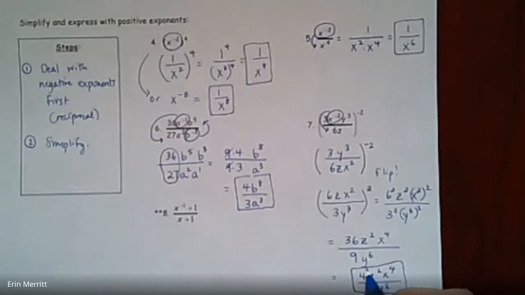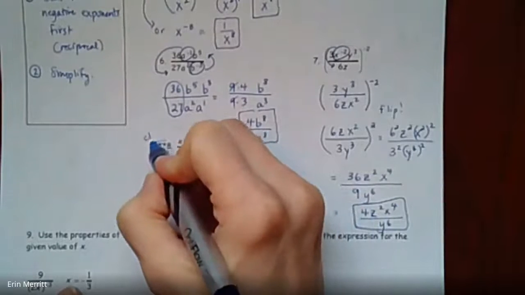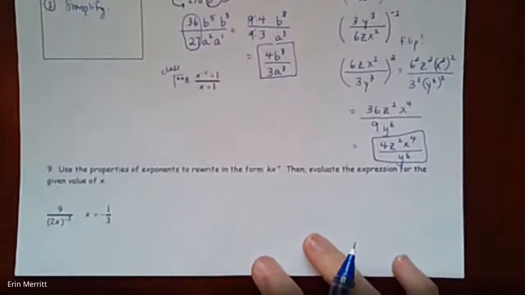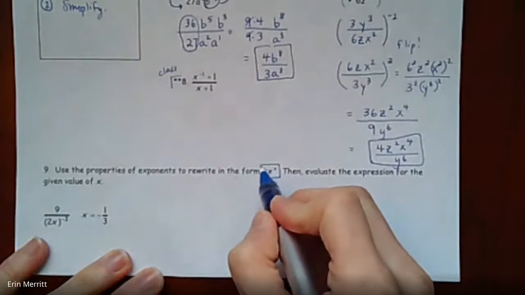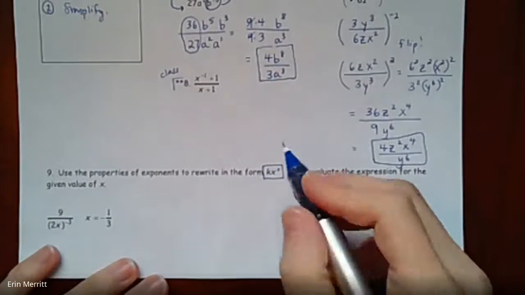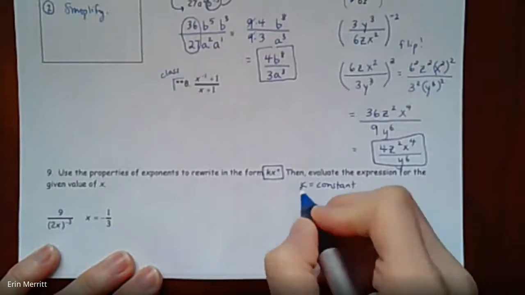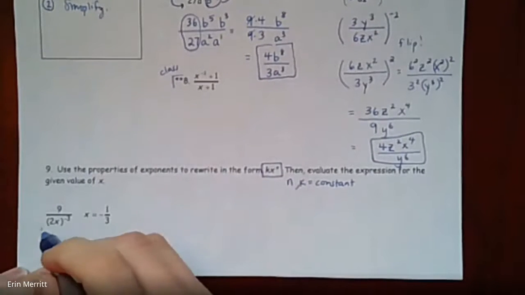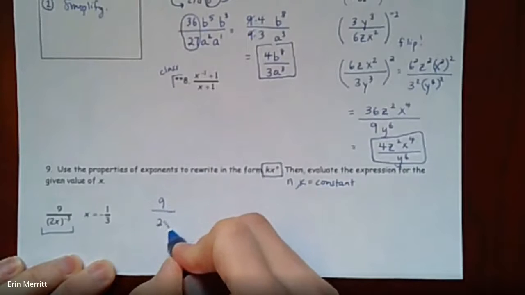All right, number 8's got some stars next to it. Let's save this one to talk about in class. And then number 9 is the last one we're going to do in the notes right here. It says, use the properties of exponents to rewrite this in the form of k times x to the n power. So k is just a constant, as well as n is just a constant, right? So the first part, if we rewrite it in that format, that's code for, let's simplify this thing, get rid of that negative exponent. So then 9 over 2x raised to the negative third power.